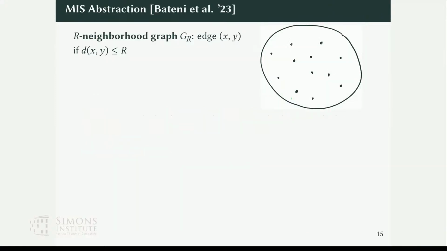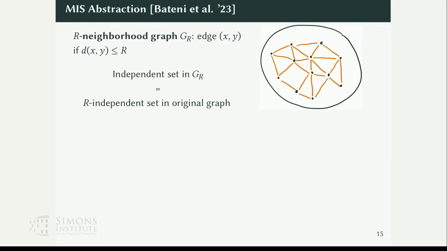Okay, and to analyze this, there's a nice view on it in this Bateni et al. paper. I think it's original to that paper, so at least we've learned a lot from that. Now conceptually think of doing what's called this R-neighborhood graph. For every node, just connect it to every other node that's within distance R of it, like this. You can do that for the whole graph. And then an independent set in this neighborhood graph G_R is just an R-independent set in the original graph.